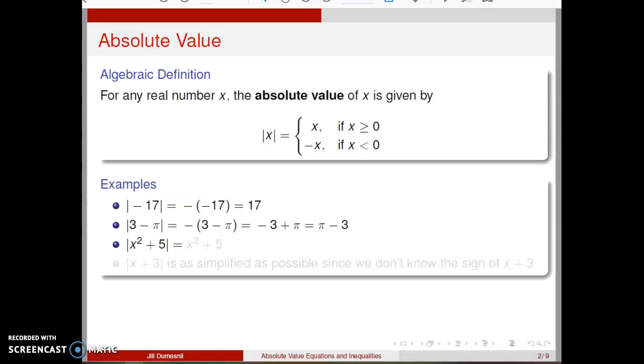To evaluate the absolute value of x squared plus 5, we notice that x squared plus 5 is always positive. Therefore, it comes out of the absolute value as itself. The expression absolute value of x plus 3 is harder to evaluate. Since we cannot determine the sign of x plus 3, absolute value of x plus 3 cannot be simplified further.